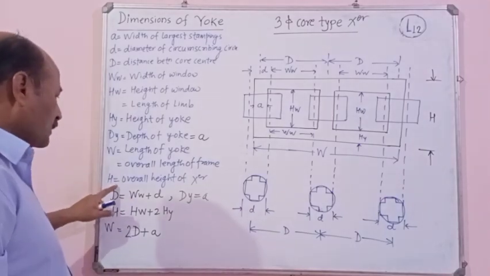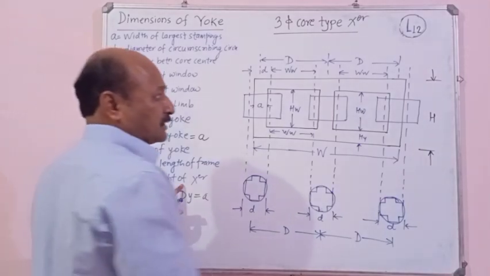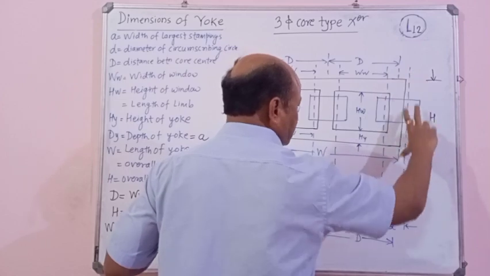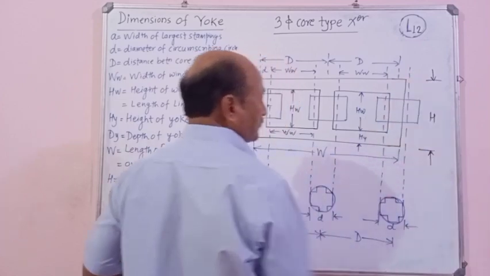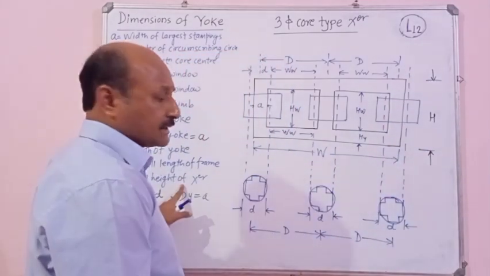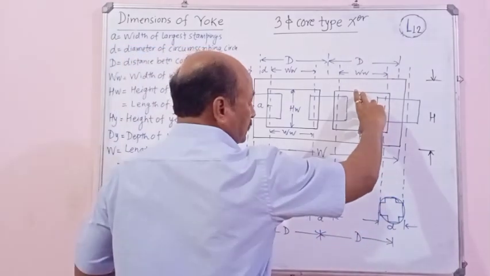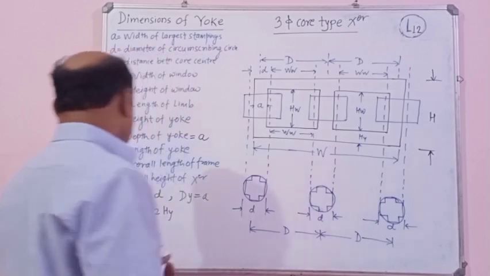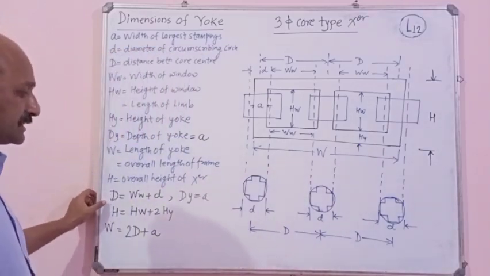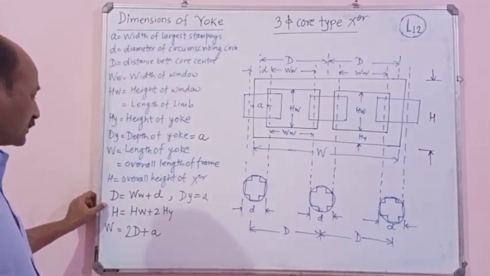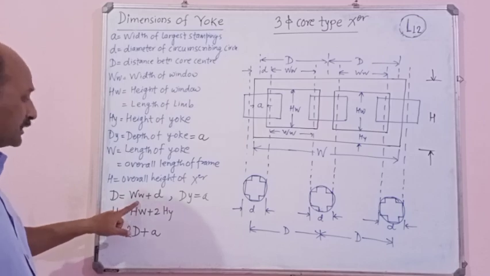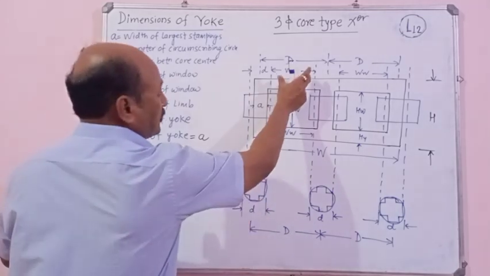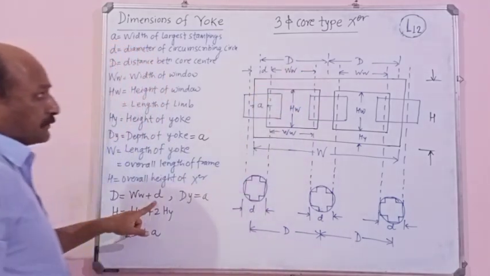Then overall height of the transformer. So this is the overall height of the transformer. This height consists of height of the window plus height of the yoke plus height of the yoke. So in this way, we have the first relation, that is the distance between the core centers equals the width of the window plus D.